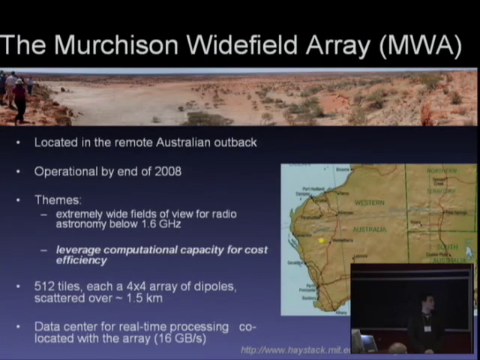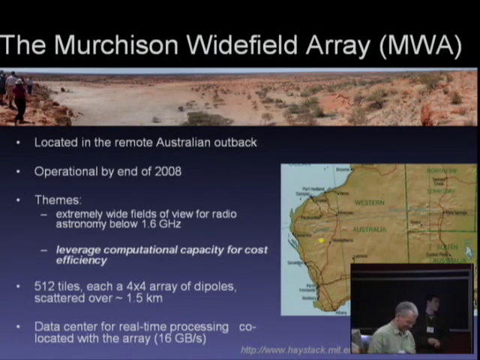The two overarching themes of the project: one is to provide instruments with extremely large fields of view for frequencies below 1.6 gigahertz. They plan to accomplish this not by large diameter expensive reflectors, but by combining many cheap small dipole antennas spread across a 1.5 kilometer area backed by a compute cluster. For example, there are no electromechanical steering mechanisms in the antennas. Steering is done on the back end via some analog signal processing and in software.